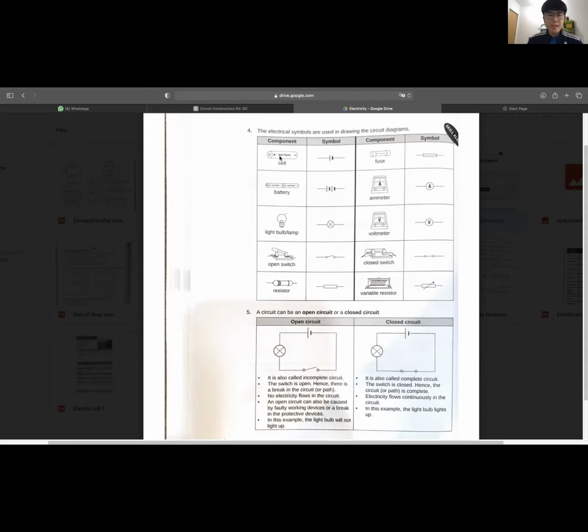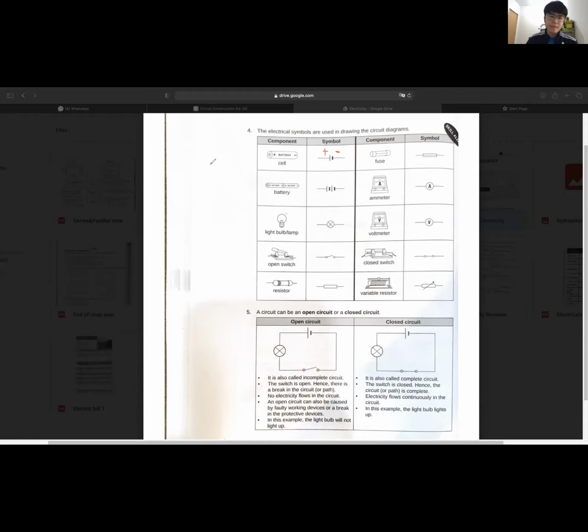Okay, first component, cell. You have battery, the symbol, remember the symbol. Here, the longer line means it is the positive terminal and the shorter line is the negative terminal. So a battery has two terminals, positive terminal and negative terminal.